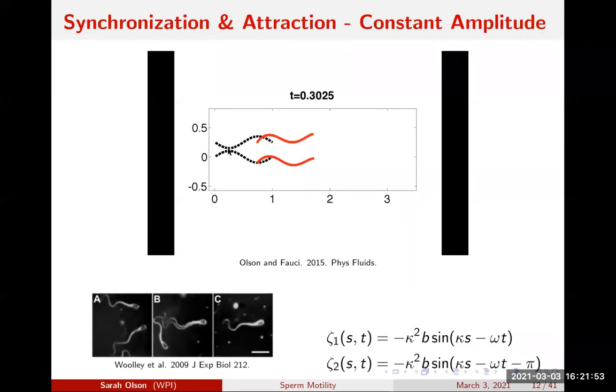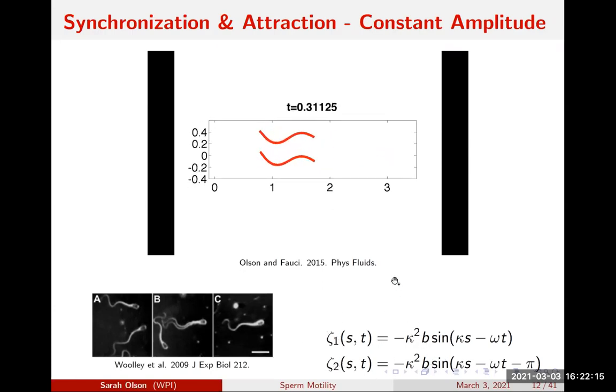As we're marching forward with our regularized Stokeslet simulations, the swimmers are feeling each other. Each swimmer is told to beat separately, but they feel each other. They push apart due to hydrodynamic interactions, and then they end up starting to attract again. Even though I'm constantly telling them to have a different preferred curvature beat form, they eventually synchronize and attract, similar to experiments by Woolley et al.